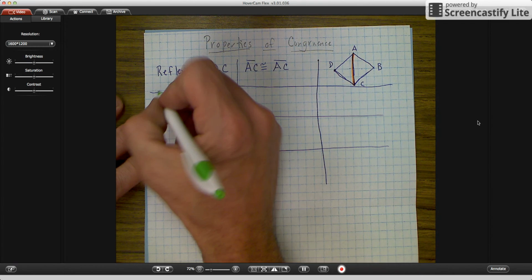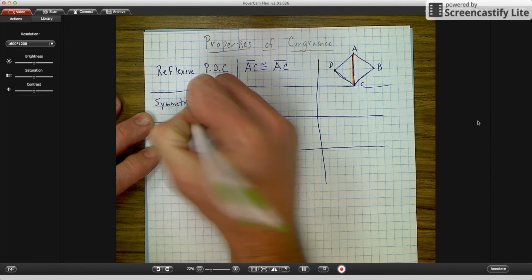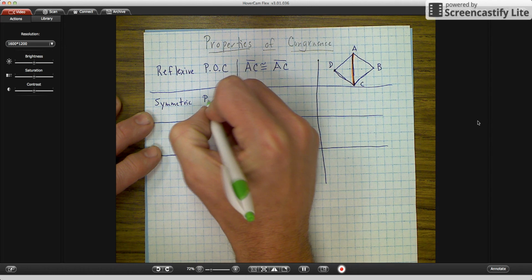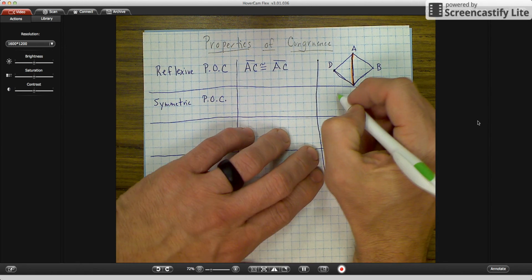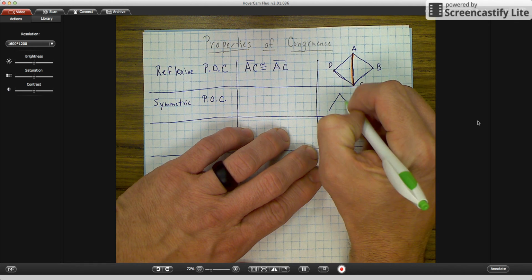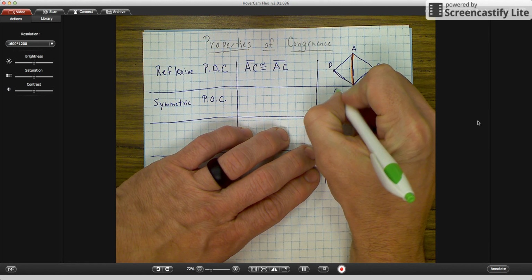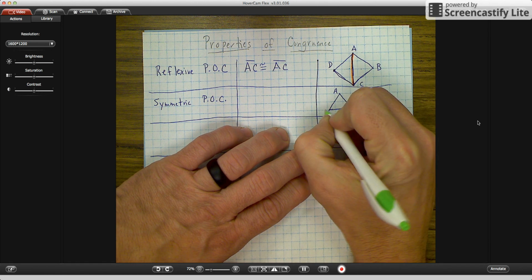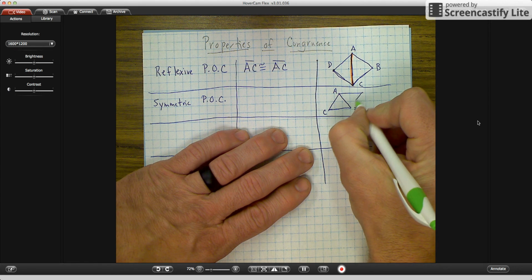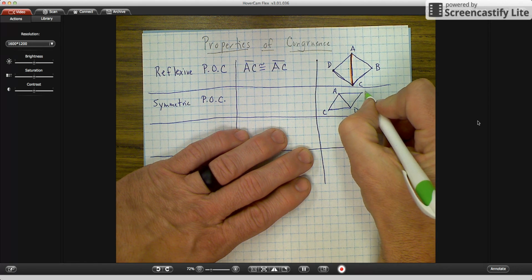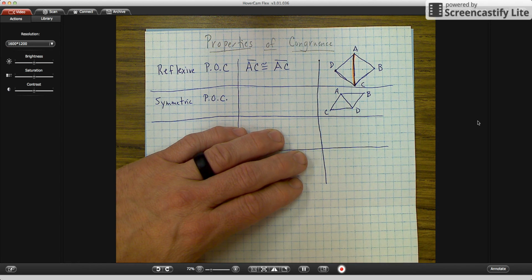Okay, the next property that we're going to talk about is the symmetric property of congruence. Okay, and we're going to need another picture. So I'll do a triangle here, and we'll call this triangle ADC. And then we'll actually do a triangle upside down, and we'll make that one ADB. So take a second, make your triangle.